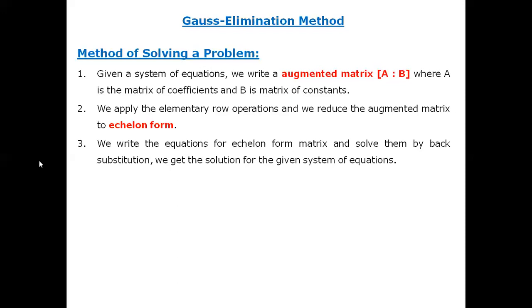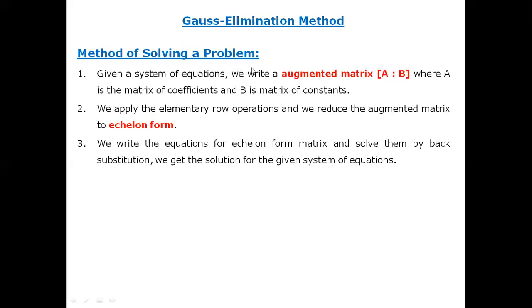Third step, once we get an echelon form, we write the system of equations for that echelon form matrix and solve them by using back substitution method. We get the values of x, y, z, the solution of the given system of equations. So these are the three steps involved in solving linear simultaneous equations using Gauss elimination method. A very easy procedure.